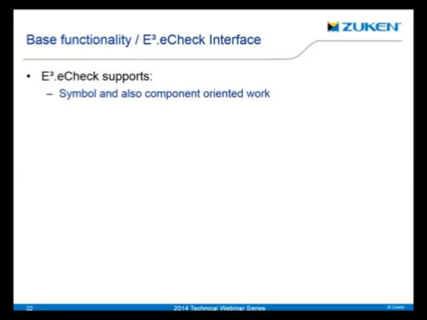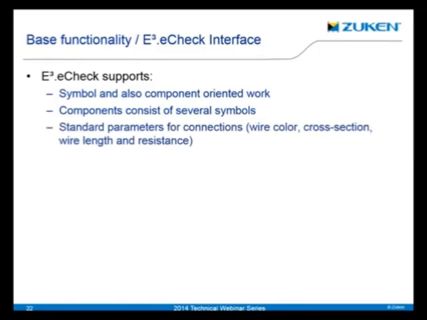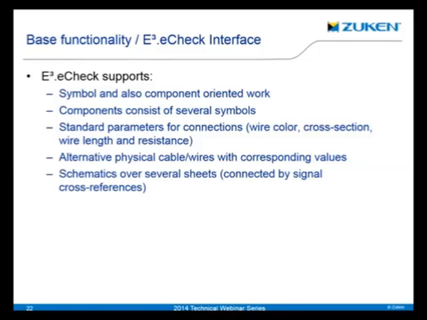E3.eCheck covers symbol and component-oriented work. A component can have multiple symbols, for example a relay or a switch with multiple contacts. There are standard parameters for connections like wire color, cross-section, wire length and also wire resistance. And it is also possible to use physical cables or wires with their corresponding values. Schematics can have multiple sheets connected via signal cross-references, and also hierarchical design is supported by E3.eCheck.